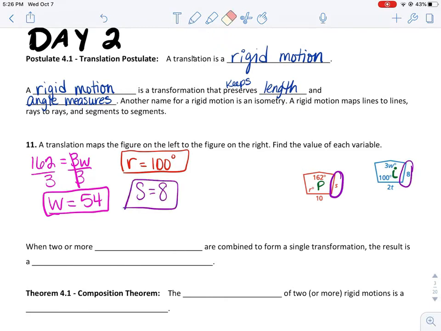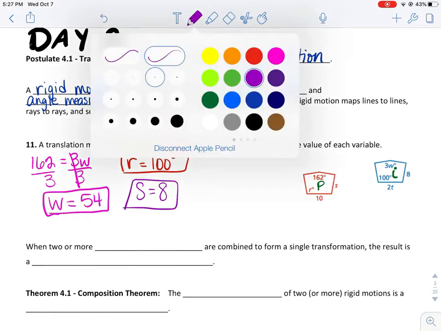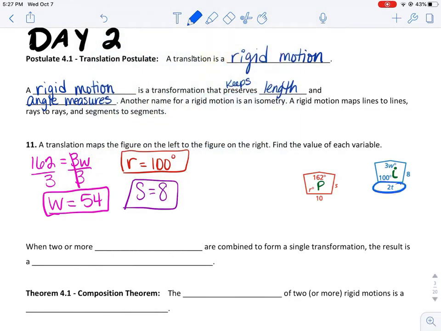You get a jump start on the last one here. Find T. T's hidden down below my image. It's the base of that figure, so I'll set that value equal to the base of the pre-image. So 2T equals 10. Use my wonderful algebra skills, and I find that T has a value of 5. So that's one way that we can use the translation postulate. Because we know translations preserve length and angle measure, we can find missing values.